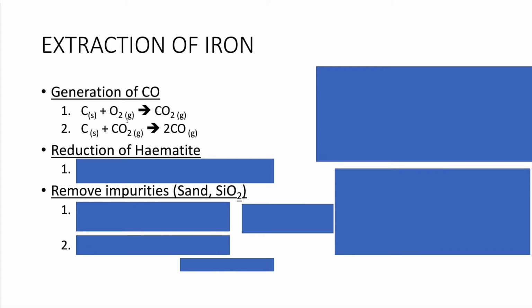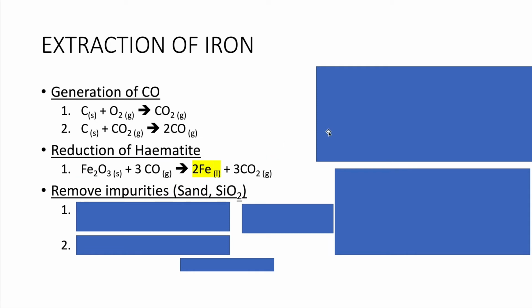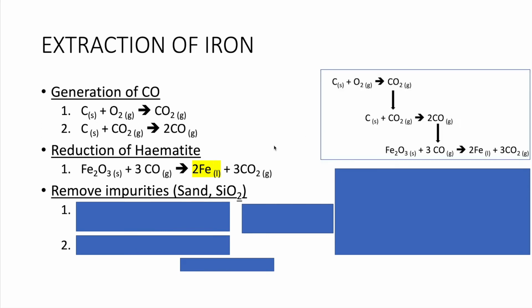which is the carbon, and you heat it with oxygen, you get this carbon dioxide, and you further heat with more carbon, you get carbon monoxide. Therefore, your key ingredient is generated. You use this carbon monoxide to reduce your hematite, your iron 3 oxide, and you will get your molten iron.